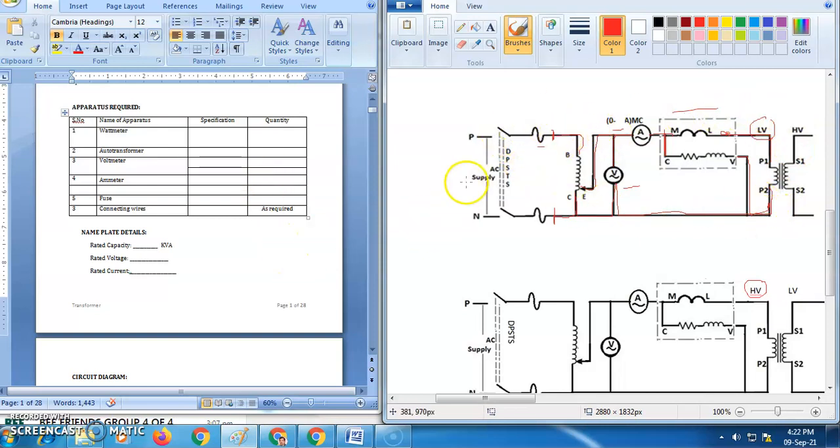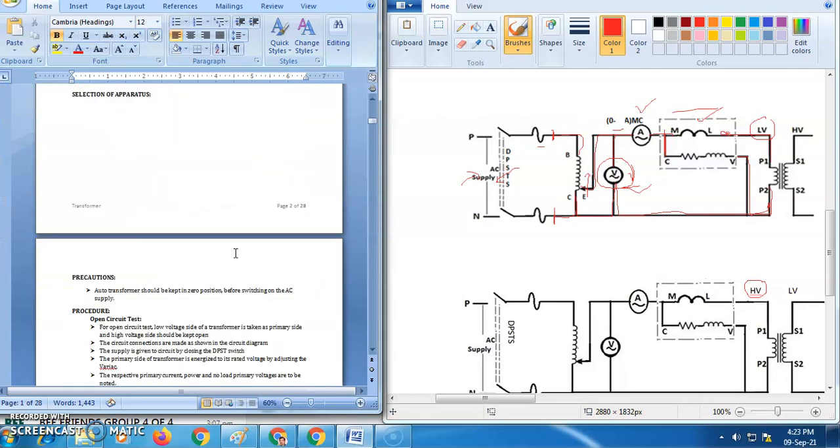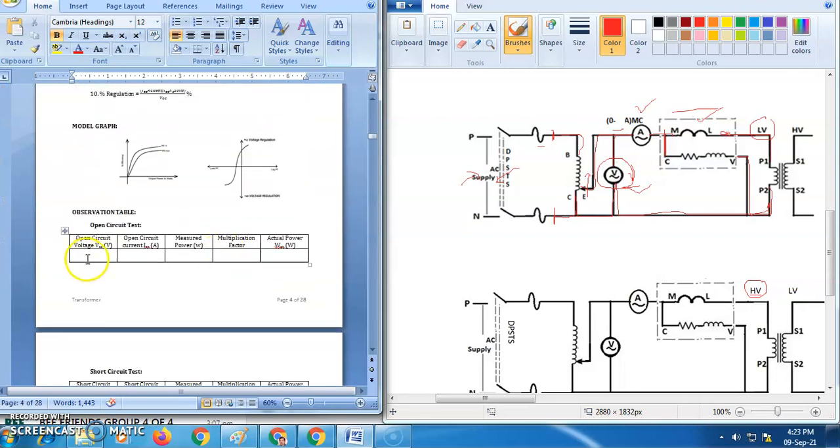Procedure-wise, you need to give the supply to the transformer, close the DPST switch, and adjust the variac such that the voltmeter reads the rated voltage, and take only one reading at the rated voltage condition. What is the current flowing through the transformer, and what is the power consumed by the transformer? Those three parameters should be recorded in this table: open circuit voltage, open circuit current, and the measured power. From the wattmeter cover, you need to record the multiplication factor. The taken value multiplied by the multiplication factor will give the actual power from the meter. So this is with respect to the open circuit test.